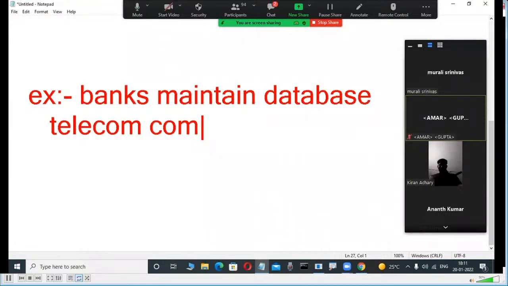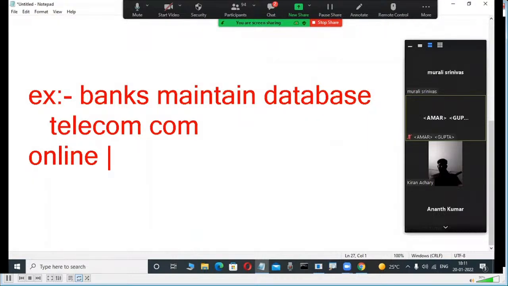Suppose so many people nowadays purchase items through online portals like Flipkart and Amazon. These online shopping portals also maintain databases. Because when you purchase an item, how is the order number generated? Some database application is there, using the auto increment concept.